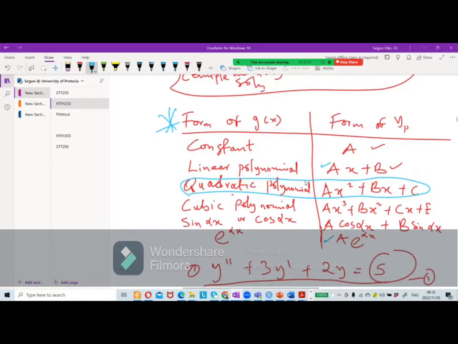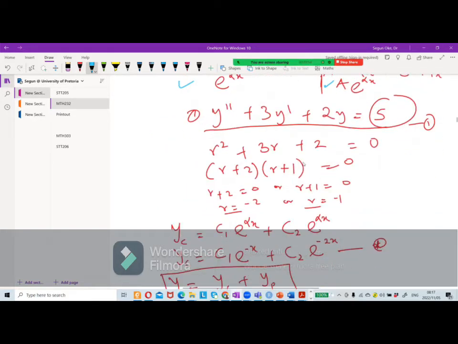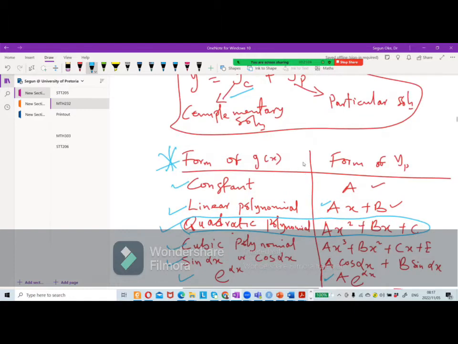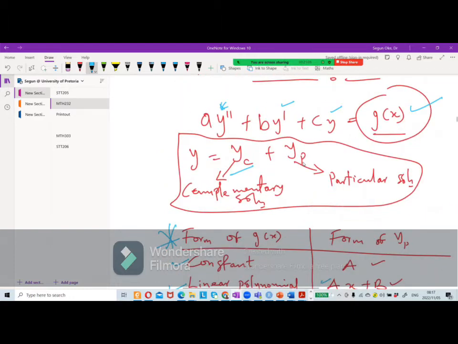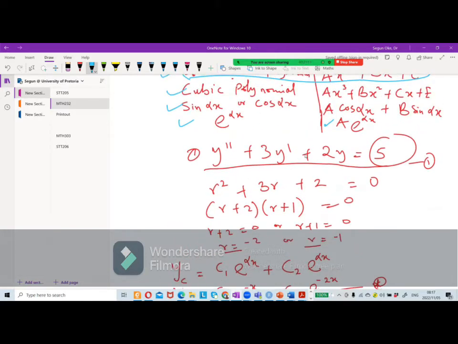For example, look at this. If you have a constant in your equation, you follow this. If you have a linear polynomial, a quadratic, a cubic polynomial, or trigonometric or exponential functions, you follow the corresponding form. You just have to master this with constant practice. Now look at this equation. We have y prime. The general equation is the one which equals g of x. So what represents g of x in this case?